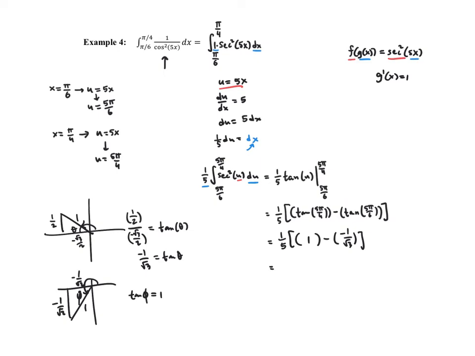So I could actually leave it like that, but I'm going to clean this up just slightly. I'm going to call this root 3 over root 3, and that'll be plus 1 over root 3, which would come out to be root 3 plus 1 over root 3. I think that would be acceptable. So that would be the area under the curve secant squared x from pi over 6 to pi over 4.